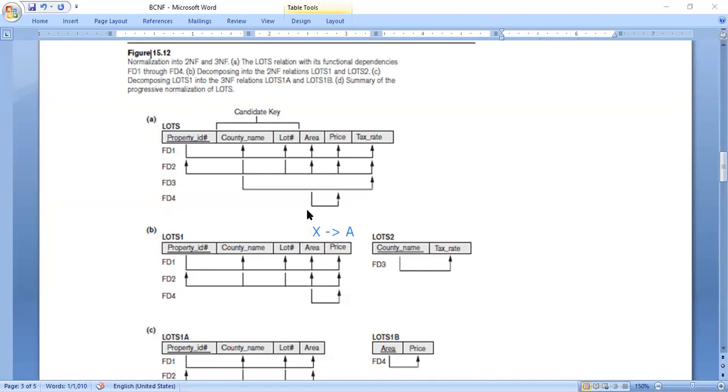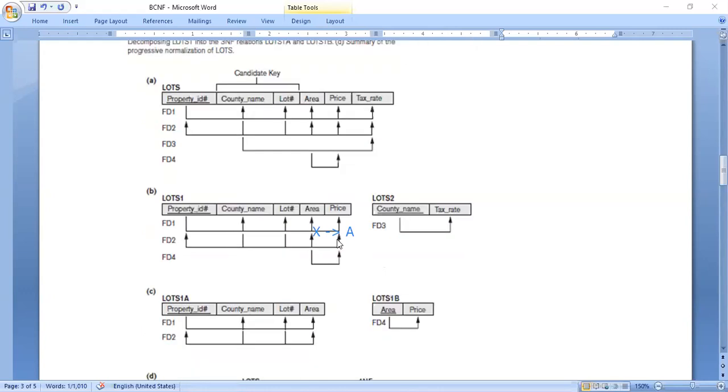So that's why this particular functional dependency does not fit, or doesn't follow the rules of third normalization. Hence, to bring this table into third normal form, we have to separate this functional dependency. So how to separate this? Just decompose. So this price and area have to be decomposed.